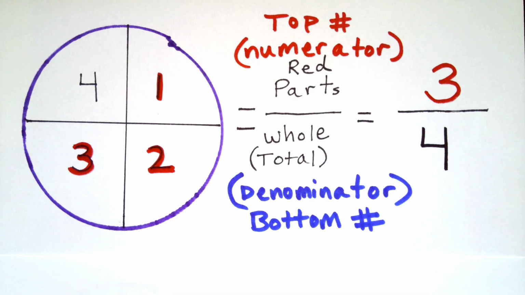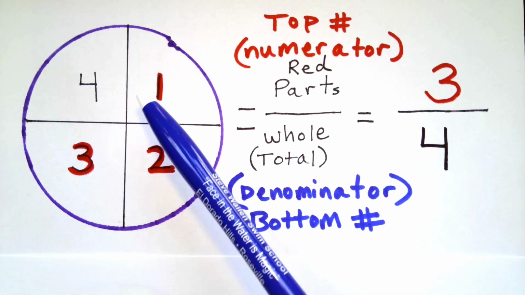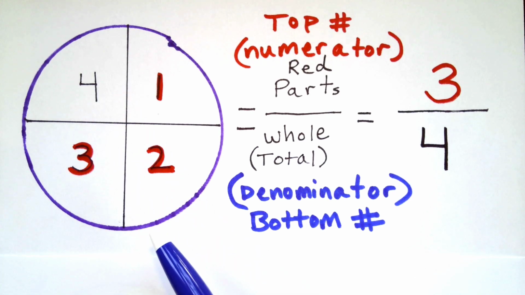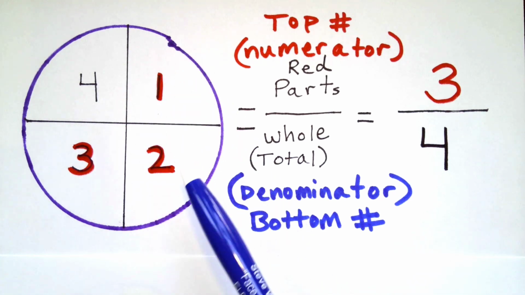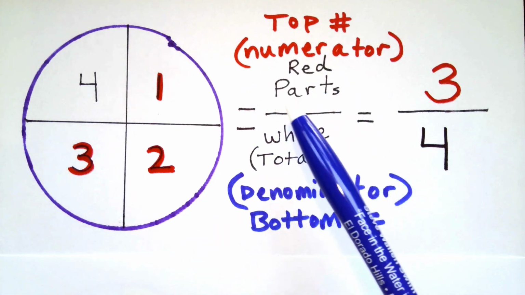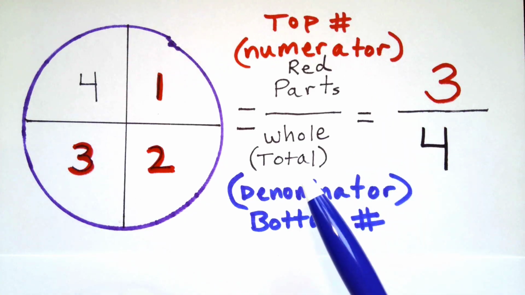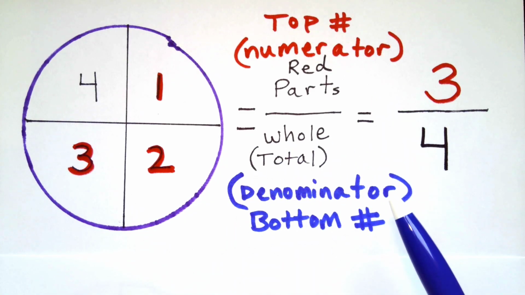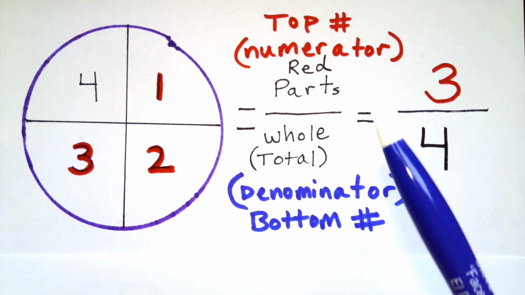Okay, so there are many people who struggle with fractions, and first I'd like to start off with showing a visual representation of fractions. So here we have a circle. It's separated into 4 parts: 1, 2, 3, and 4. The top number of our fraction is called the numerator. The bottom part of our fraction is called the denominator. These are technical math terms you should know.